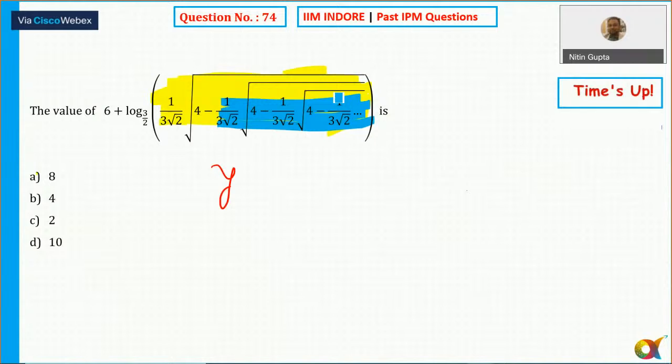What is this expression equal to if the entire yellow region is equal to y? So what is this blue value equal to? Please tell me, all of you. Take your time and tell me.